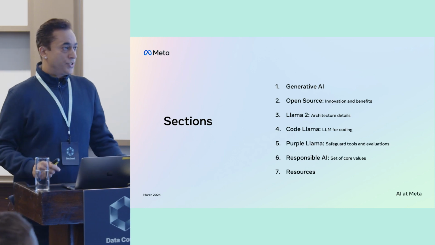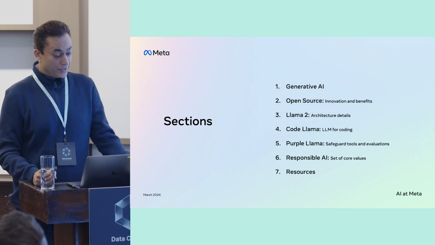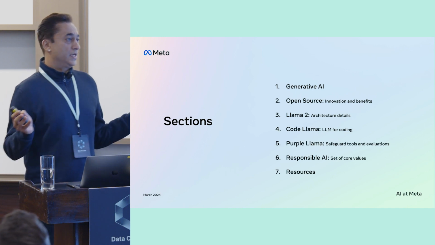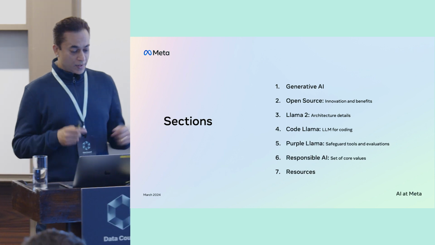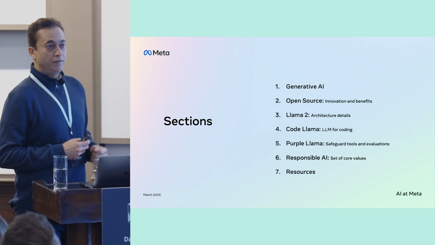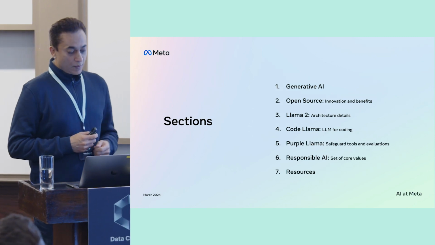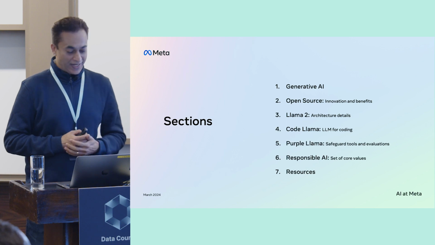We'll talk about the Llama 2 architecture and the model and go into details of that. Llama is also a family of models. It's not just one model. So we'll talk about Code Llama, which is a code assistant model fine-tuned based on Llama. We'll talk about Purple Llama, which is our safeguarding tool for creating responsible AI.